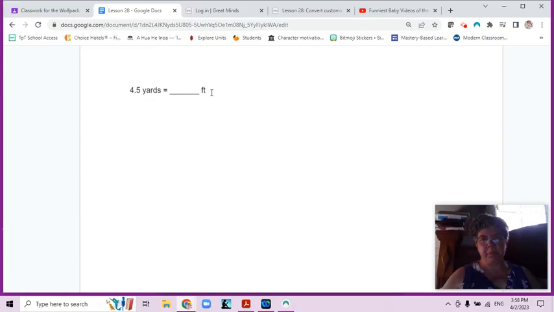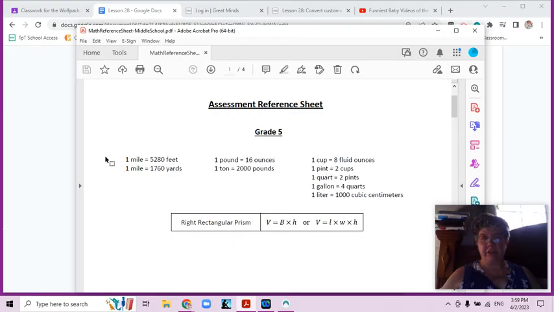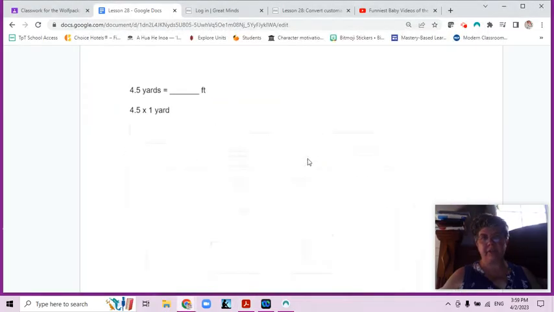Our first step is always to expand it out. 4.5 times 1 yard. All right, all we're doing is taking our 4.5 yards and writing it this way so that we can substitute it. Okay, if you don't understand why we do that, please ask in class so I can show it to you in a different way. And in 1 yard, it's not here on our reference sheet, and I don't think it's going to be on the reference sheet in your test.